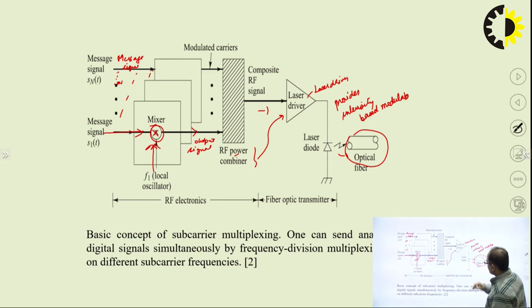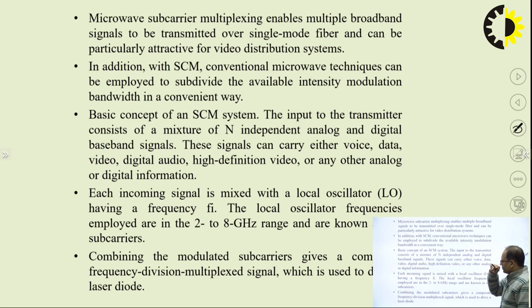Now see this one. The input to the transmitter consists of a mixture of n independent analog and digital baseband signals. These signals can carry voice, data, video or digital audio, any type of signal can be carried over a mixture of independent signals. Clear? Now each incoming signal is mixed with a local oscillator frequency fi. Clear? The local oscillator frequencies are generally in the range of 2 to 8 gigahertz, and these are known as the subcarriers.